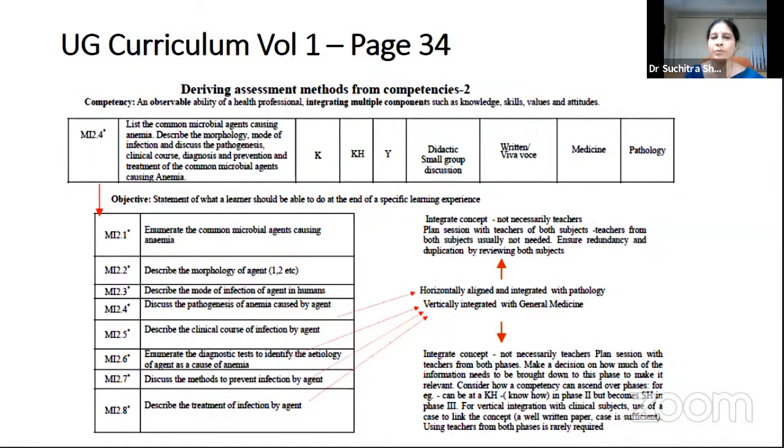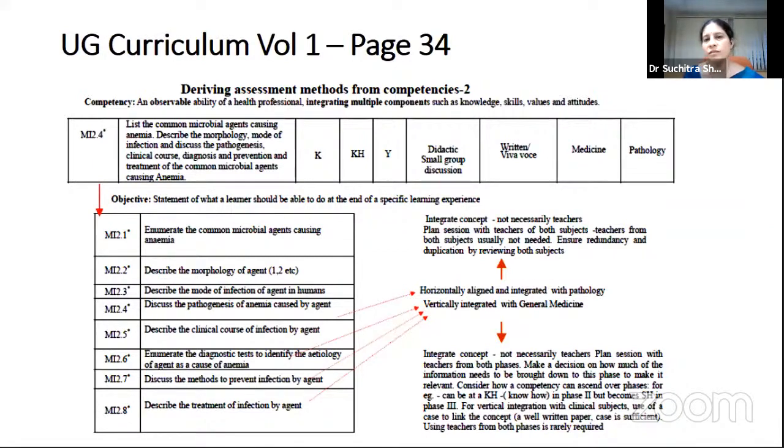They're talking about enumerating the different microbial agents, the morphology of the agent. Now, morphology of the agent, we have to be very careful here that we don't go into depth of this particular thing. Because we are going as a system based, we need not teach them everything. We have to teach them only those parts which is important for them as an infective stage or a diagnostic stage. And then mode of infection, which is very, very important when it comes to prevention of the disease.